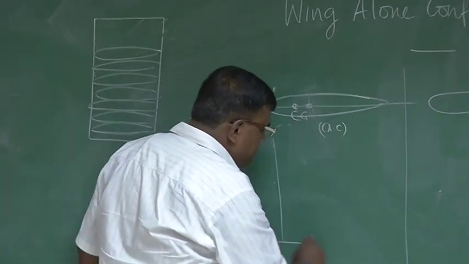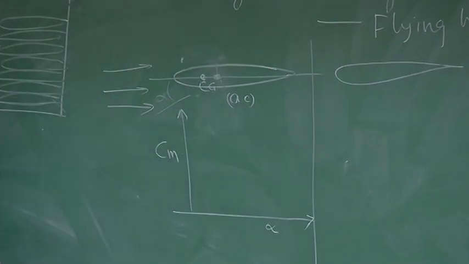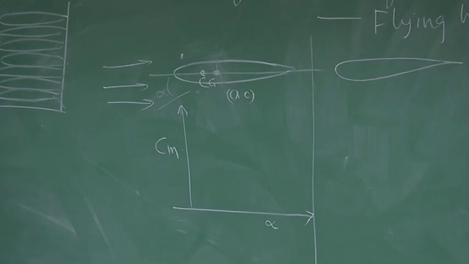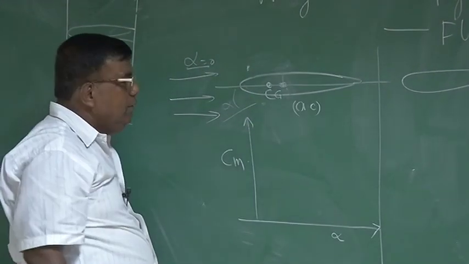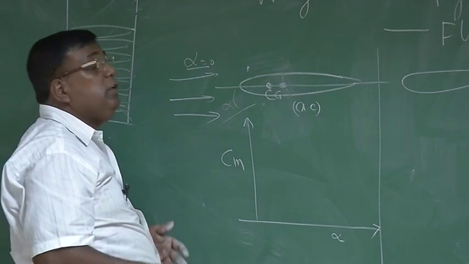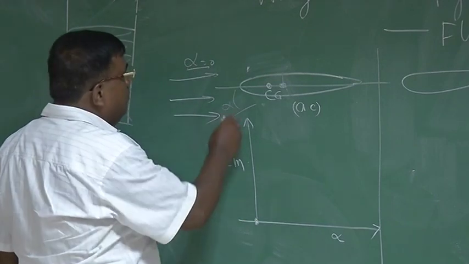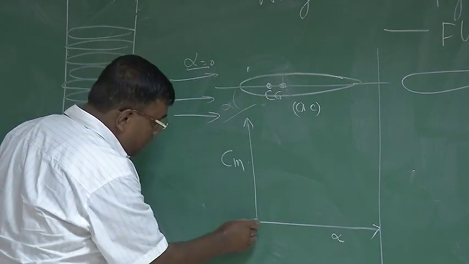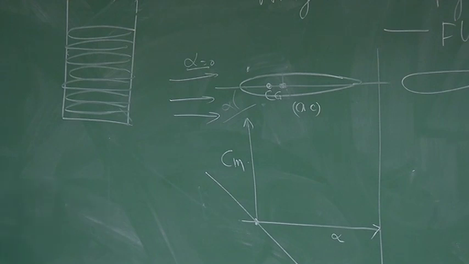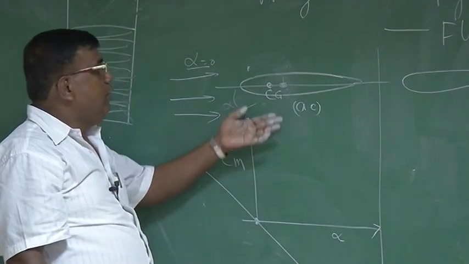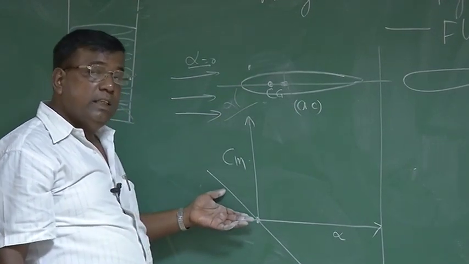If I now draw Cm versus alpha, how will this graph look? That is the question. If you see here, at alpha equal to 0, a wing with a symmetric aerofoil will not produce any lift. So no Cm, this point is here. Positive alpha we have seen will give a negative moment. So yes, you are right. The slope is negative. So if I make a wing alone with this symmetric aerofoil, it will indeed be statically stable.